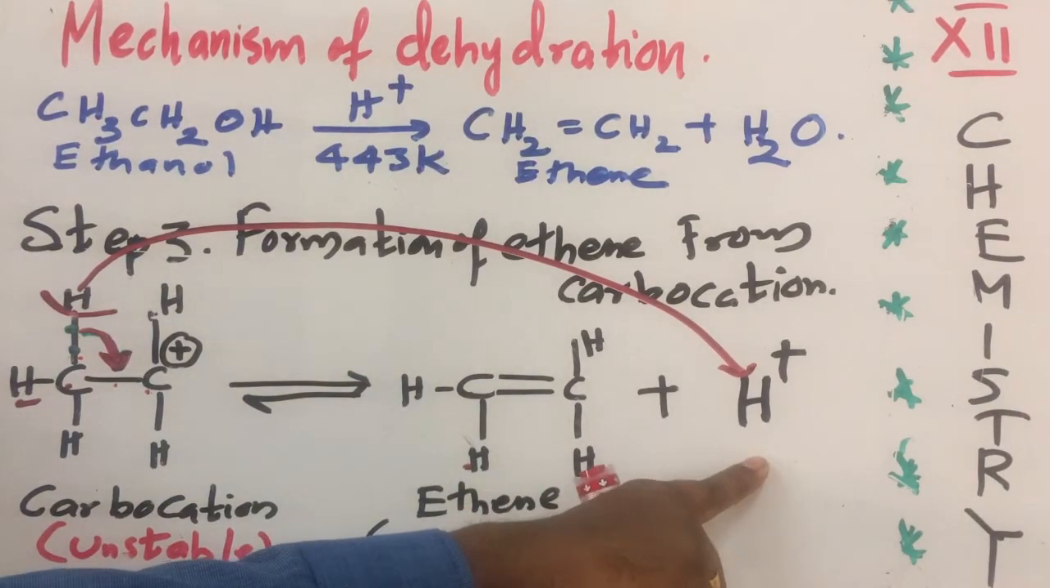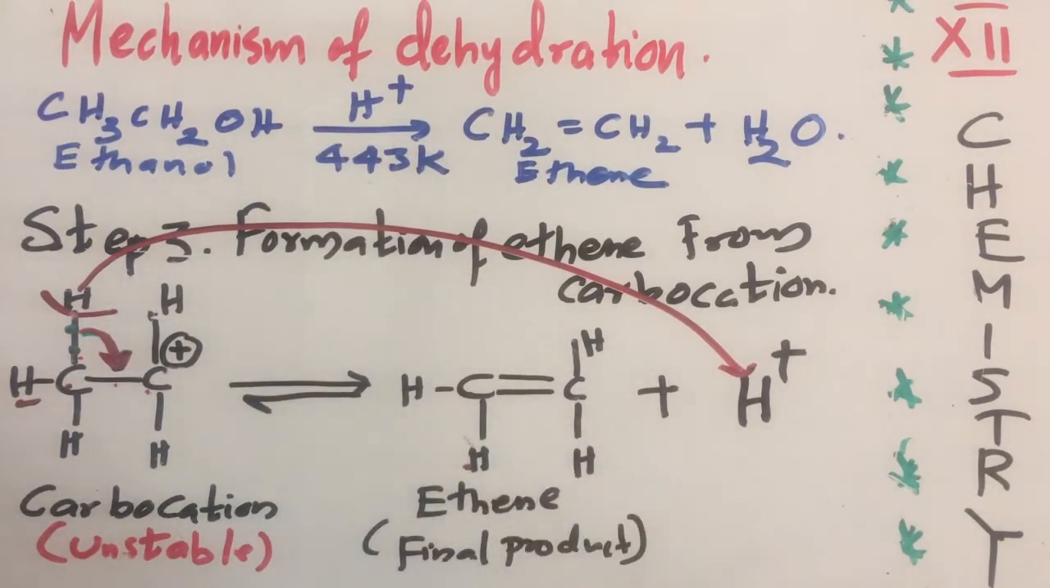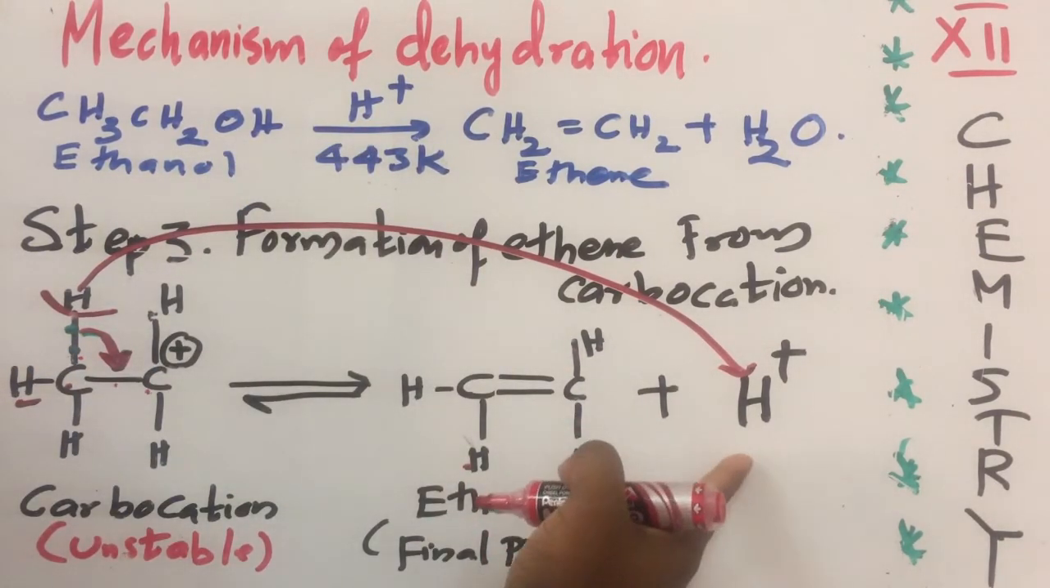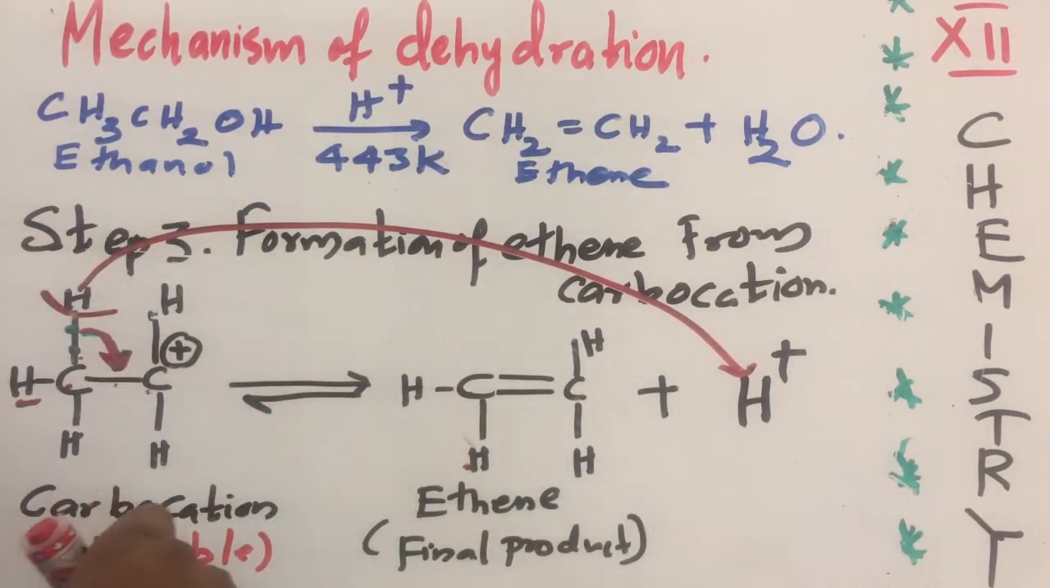Here the byproduct H plus is an acid, so the catalyst acid is regenerated. Okay, then this H plus will react with the remaining ethanol molecules and the process will continue.